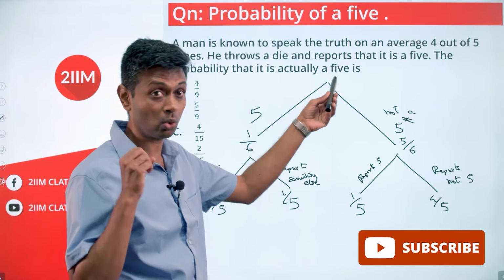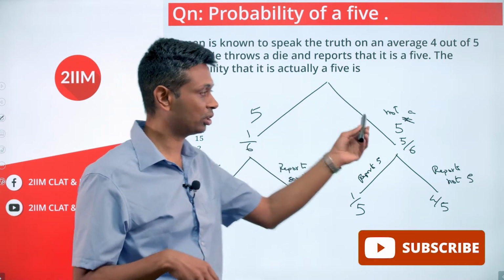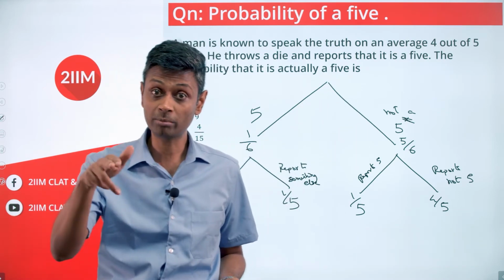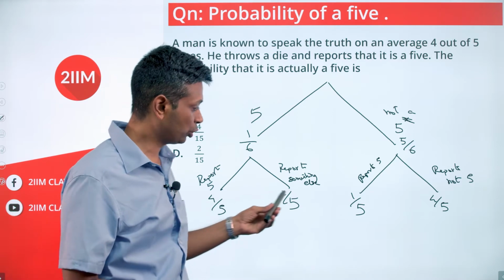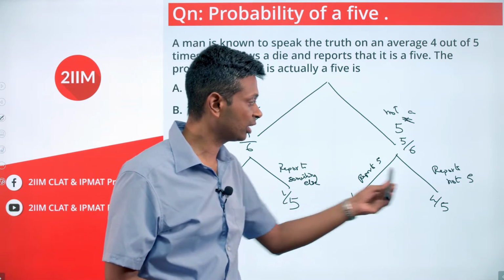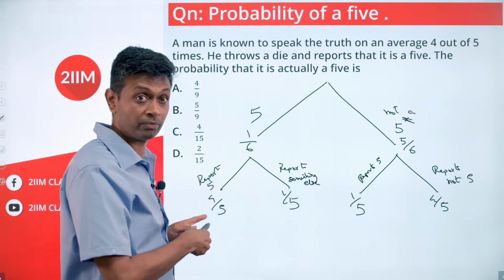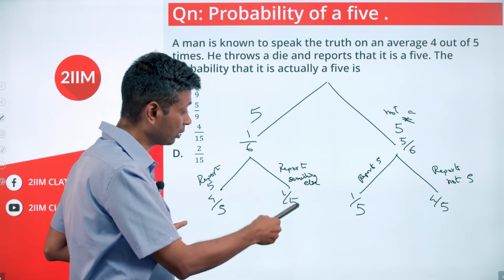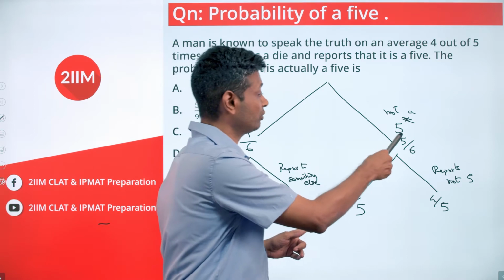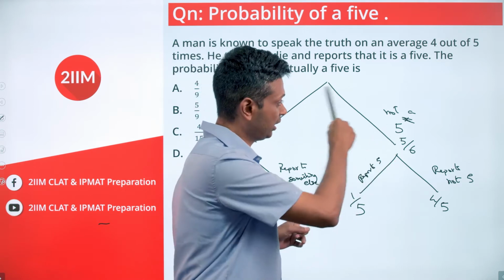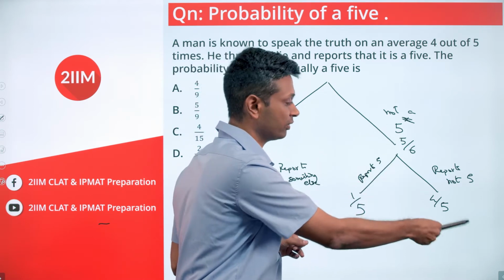An event is rolling a die. 5, not 5. Then comes the reporting part. Reporting as 5, reporting not 5. Reporting as 5, reporting not 5. What are the possibilities? It lands on 5, he reports 5. It lands on 5, he does not report 5. It does not land on 5, he reports a 5. It does not land on 5, he reports not 5.